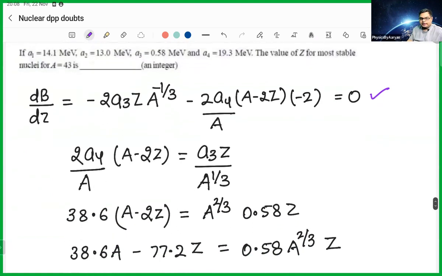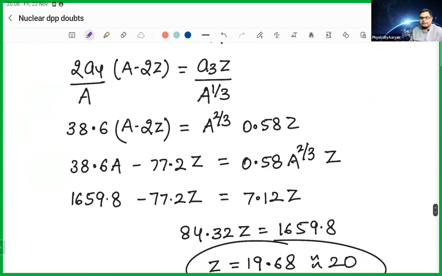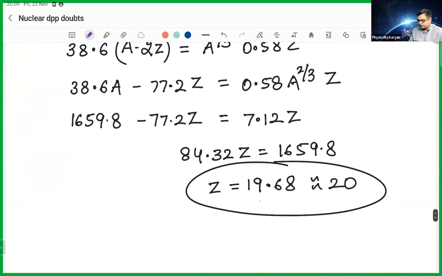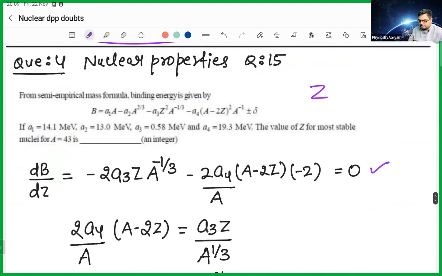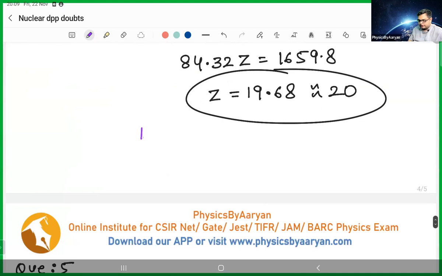Okay. And then I very systematically did all the steps by myself, and I realized the answer coming is 19.68, which is closer to 20. And since an integer was asked, the answer should be 20. And the student who asked this question said that the answer should be 19.4.